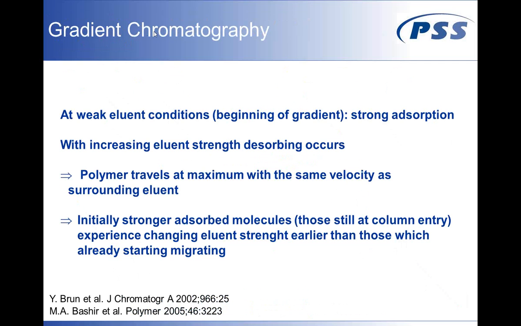Another mode of chromatography is gradient chromatography. Until now, we have used isocratic conditions. Now we start with a weak eluent. I inject my sample in a weak eluent, which leads to adsorption of the polymer chains to the stationary phase. Then I change my solvent during this chromatographic run. I increase eluent strength, and at a certain point, desorption might occur.